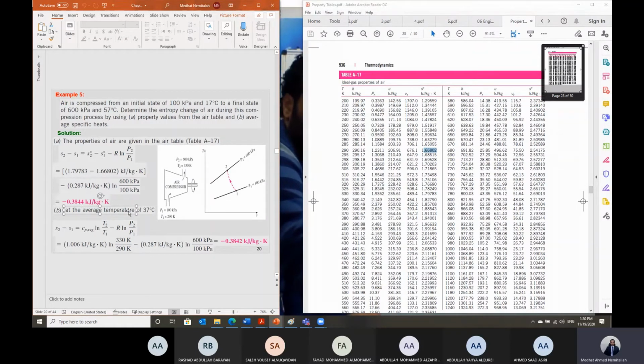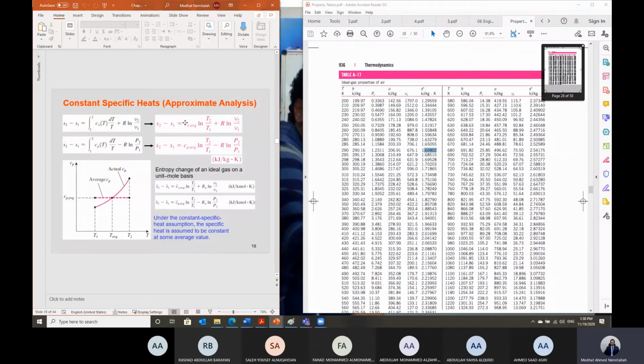Following the constant specific heat analysis, in this case, we have developed two equations. One is a function of Cv and one is a function of Cp. You can use either of them, but usually we stick to the Cp. So delta S will equal Cp average ln T2 over T1 minus R ln P2 over P1. And Cp average, we can calculate at the average temperature from table A2b.